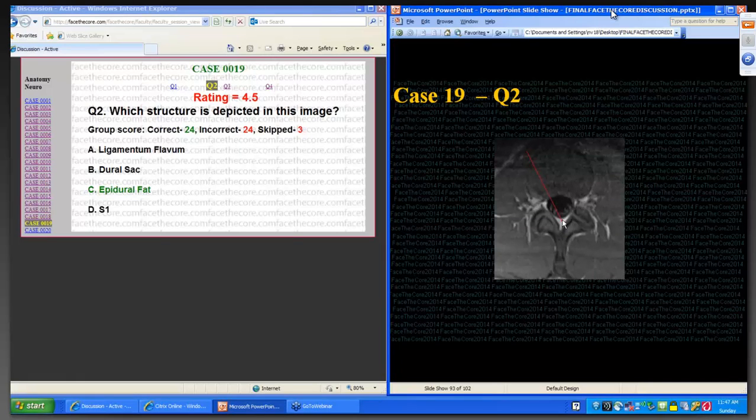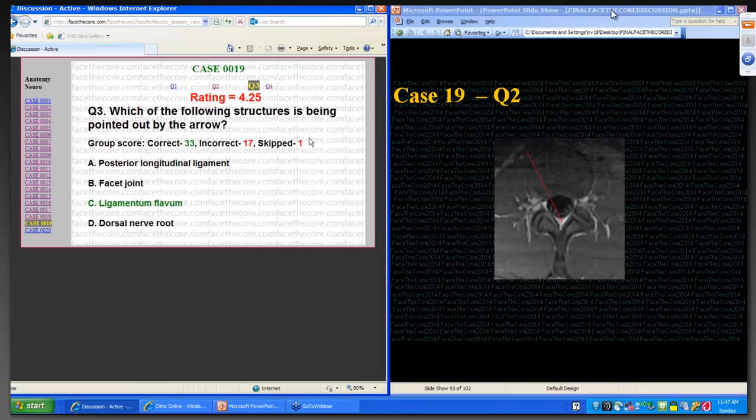Which structure is being depicted by this arrow? So here's a T1 weighted sequence, and this is the epidural fat. Fat is bright on T1, so that's what that is. Sometimes you can get marked overgrowth of the fat, epidural lipomatosis, and then cause spinal stenosis or narrowing of the thecal sac.